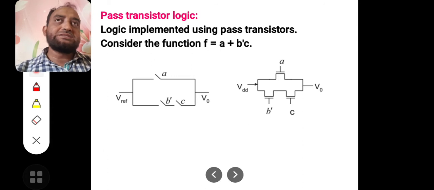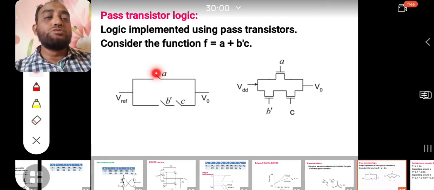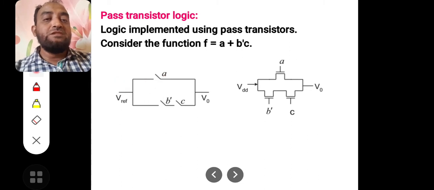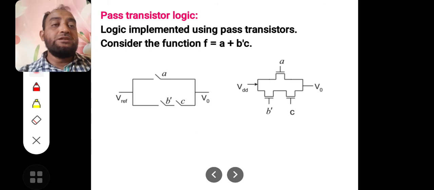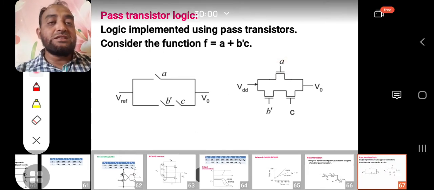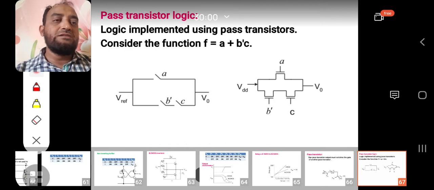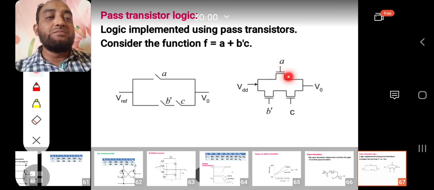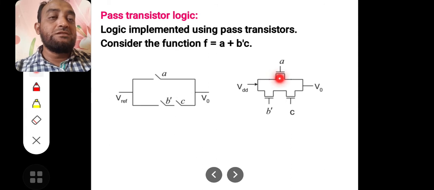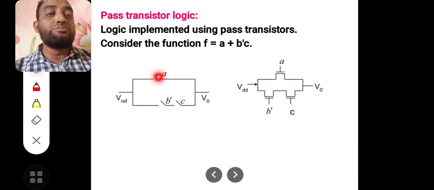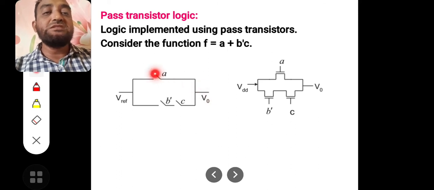Pass transistor means the role of the transistor is to pass or stop a signal which is given to it. For example, if V reference is given to transistor A, and the gate voltage or the variable is assigned to the gate, then if the value of A is equal to logic 1, that means 5 volts, this NMOS transistor turns on. When it turns on, there will be a path between drain and source, so the voltage VDD can pass to the output V0. In this example also, the voltage given as V reference should be able to pass through A and reach the output only when A is equal to 1.